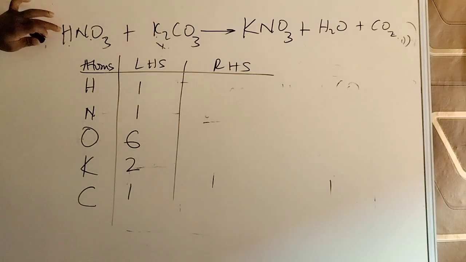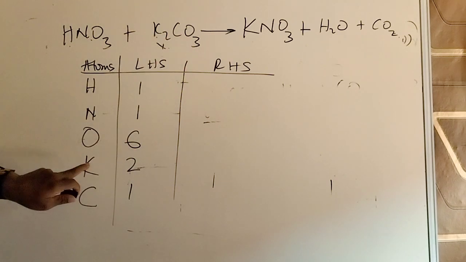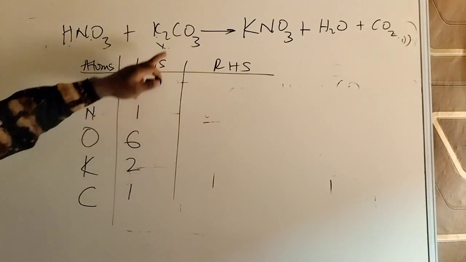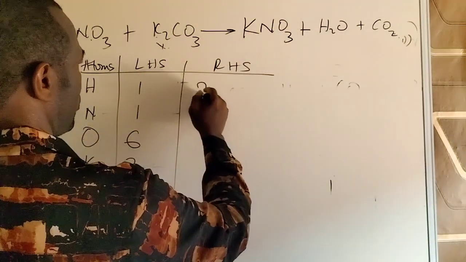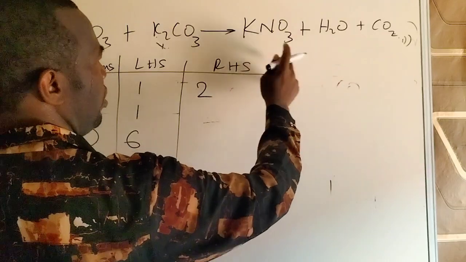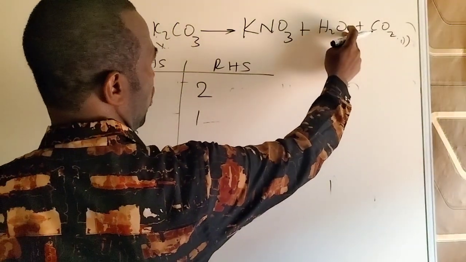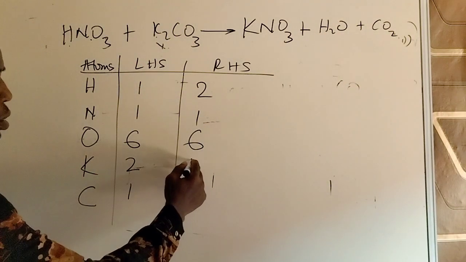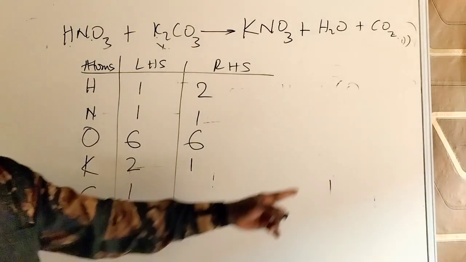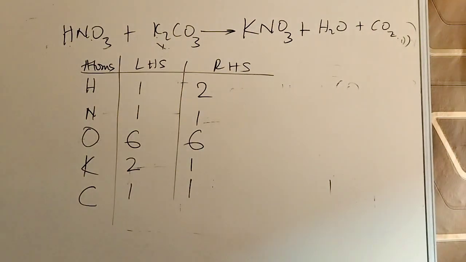Let me repeat it. Hydrogen is 1, nitrogen is also 1, oxygen is 3 plus 3, 6, potassium 2, carbon 1. On the other side, hydrogen is 2, nitrogen 1, oxygen 3 plus 1, 4, plus 2, 6, then potassium 1, carbon only 1. So having done that, we then balance.